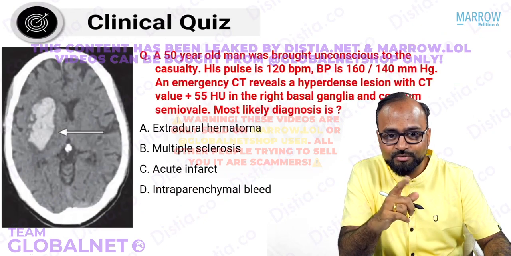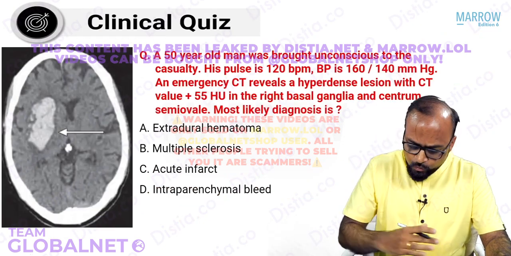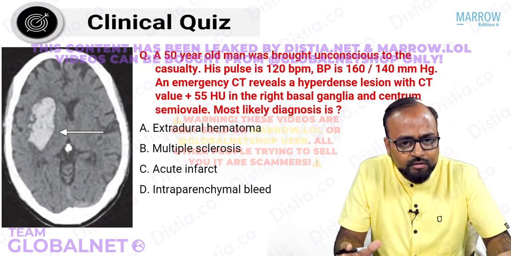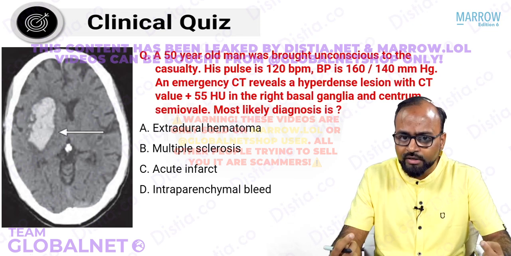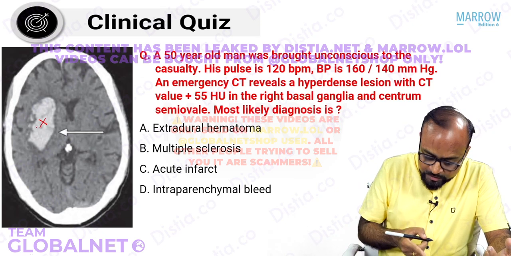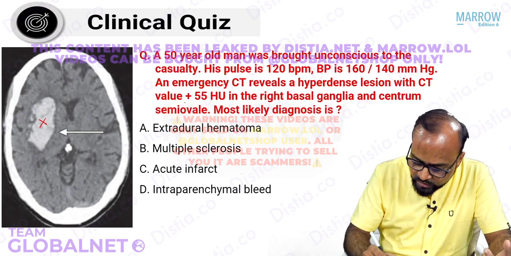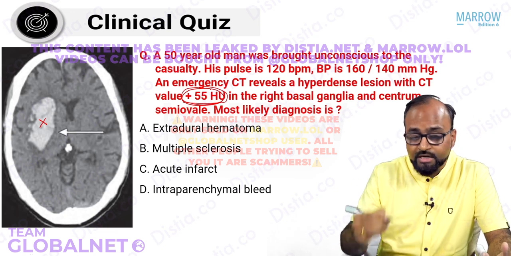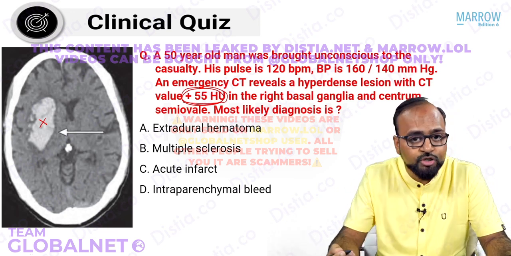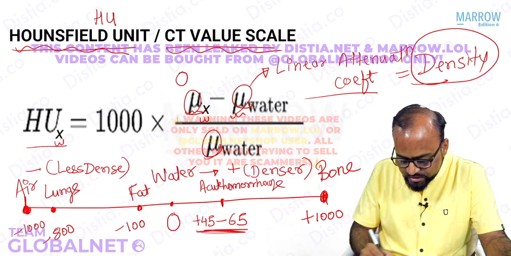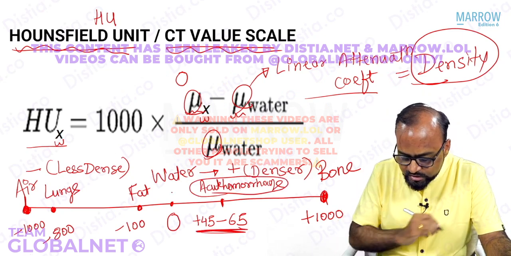This was the quiz question that we started with. Whatever history and clinical examination they have given, we are least concerned with it for 1 minute. For example, I put a measurement pointer over here, and this measurement pointer tells me that the HU value at this point is plus 55 HU. Can you tell me what tissue plus 55 HU is? Let us go back to the Hounsfield unit scale. See, plus 55 HU lies in this range. So this is acute hemorrhage.